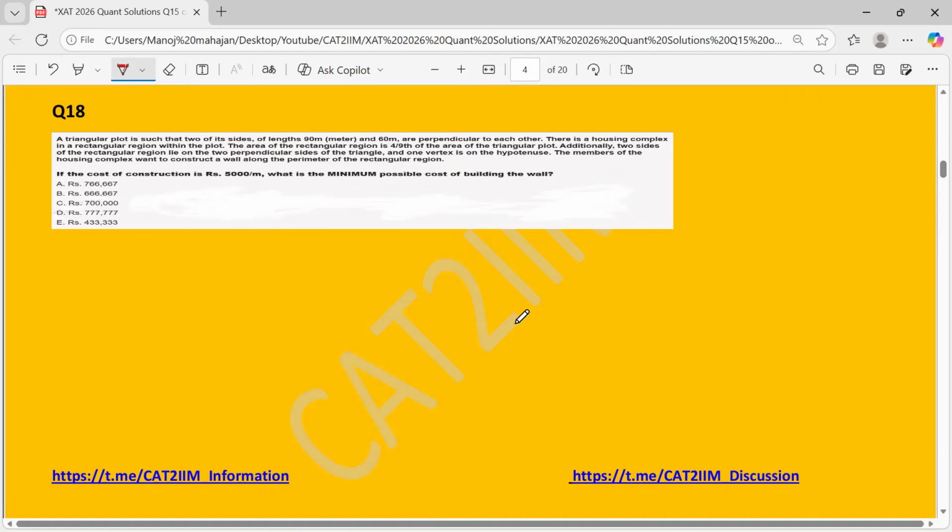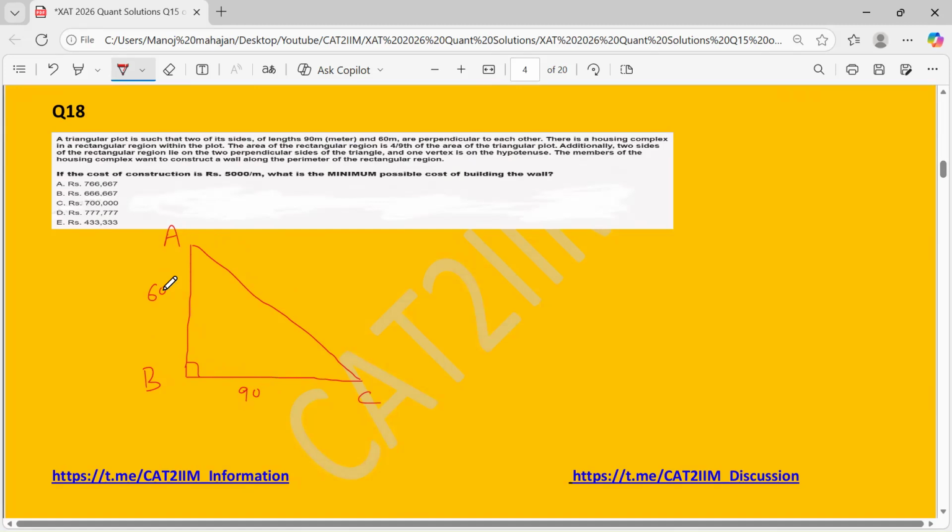So over here again, it's a slightly difficult one over here. So let's see how we're going to do it. So there is a triangular plot, they are saying. So hardcore geometry they are using actually. So let me name this triangle as A, B, C. Two of its sides is given which are perpendicular to each other. So I'm just assuming one of them to be 90 and the other is 60. So of course we can calculate the area of this right angle triangle by using half base into height.